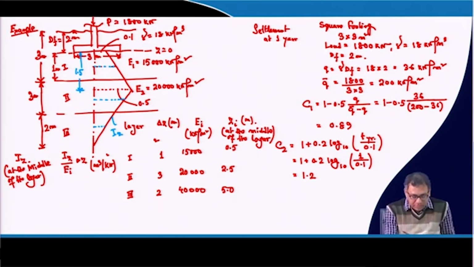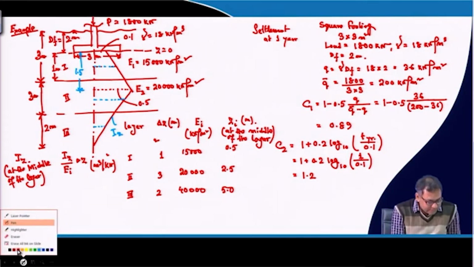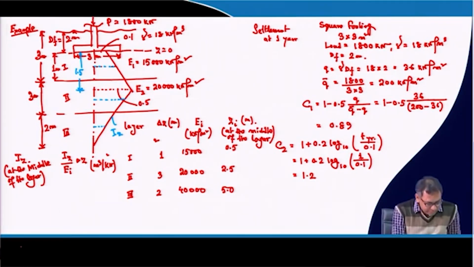So, that value at 0.5 I am calculating by linear interpolation. That means here for the first layer, the Iz value is 0.133, because this is 0.1 and this is 0.5. So this distance is at 0.5, this is 0.5, and at this 0.5 it is 0.133.